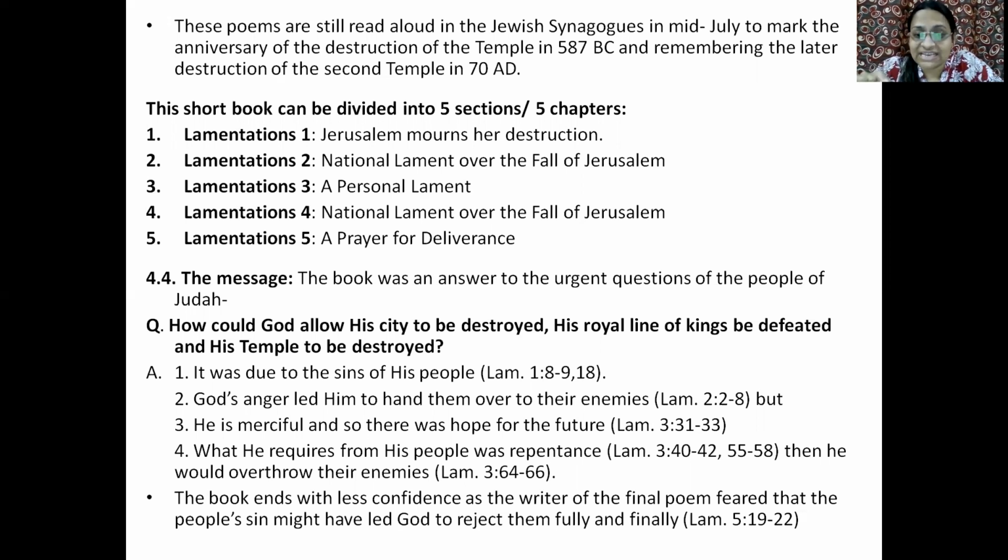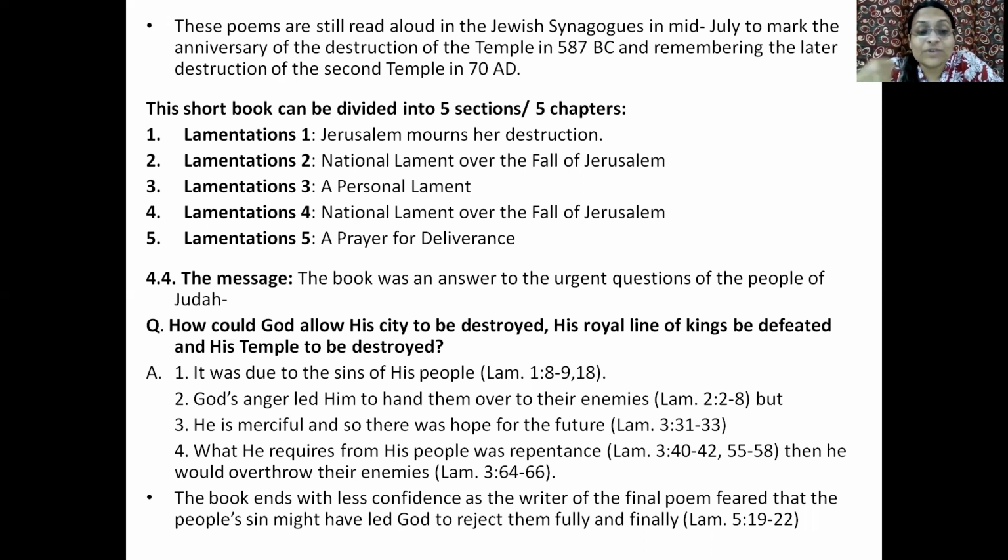Lamentation 1, verses 8, 9, and 18. Then the second answer is God's anger led him to hand them over to their enemies. Lamentation 2, verses 2 to 8. But he is merciful, and so there was hope for the future. Lamentation 3, verses 31 to 33. Then, lastly, what does he require from his people? It was repentance. Lamentation 3, verses 40 to 42 and 55 to 58.